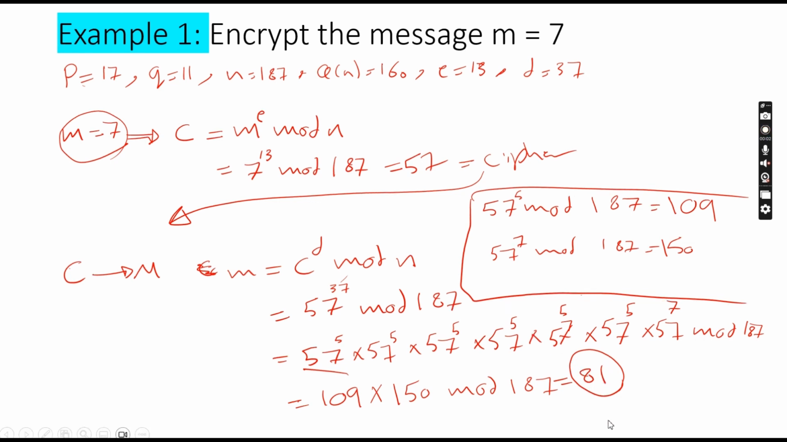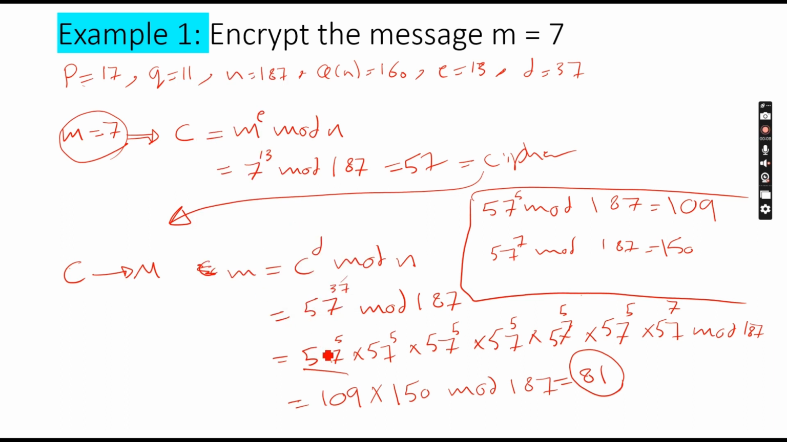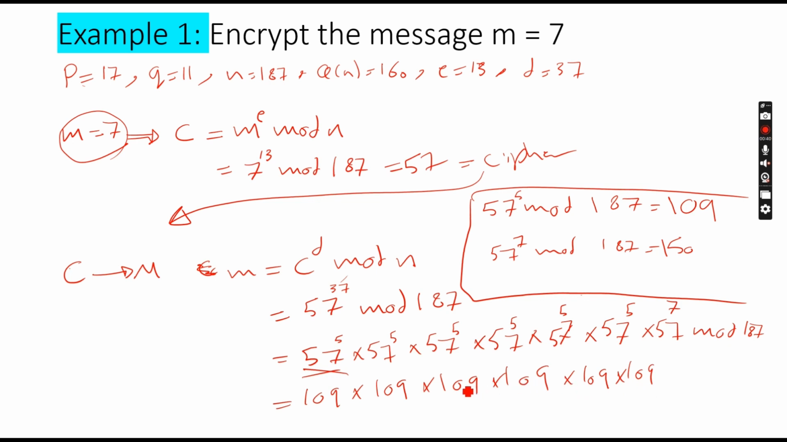Okay, find the error. So the error here, let's take a pen. It's 109, 1, 2, 3, 4, 5, 6 times. So let's delete the last one. So it will be 109 multiplied by 109 multiplied by 109, 6 times, correct? And then multiplied by 150 mod 187.